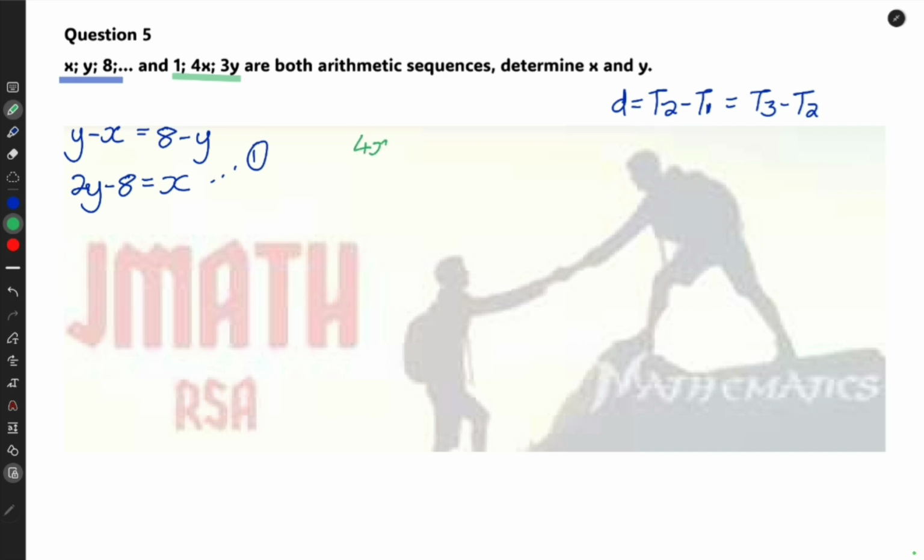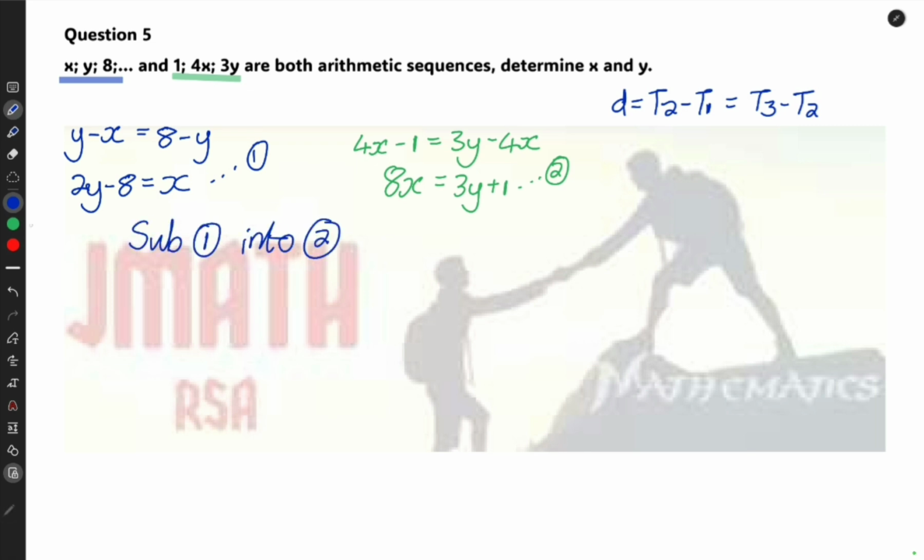Now I'm going to do this again. So term 2 minus term 1 must equal term 3 minus term 2. Let's just simplify a bit. So 8x would equal 3y plus 1. That is equation 2. So now, simultaneous equations, back to grade 10. I can do elimination method or substitution method. I am going to choose to do substitution method because it is a bit easier. So just going to tell my teacher what I'm doing. Sub equation 1 into equation 2. So 8, I'm going to leave a little space, equals 3y plus 1.